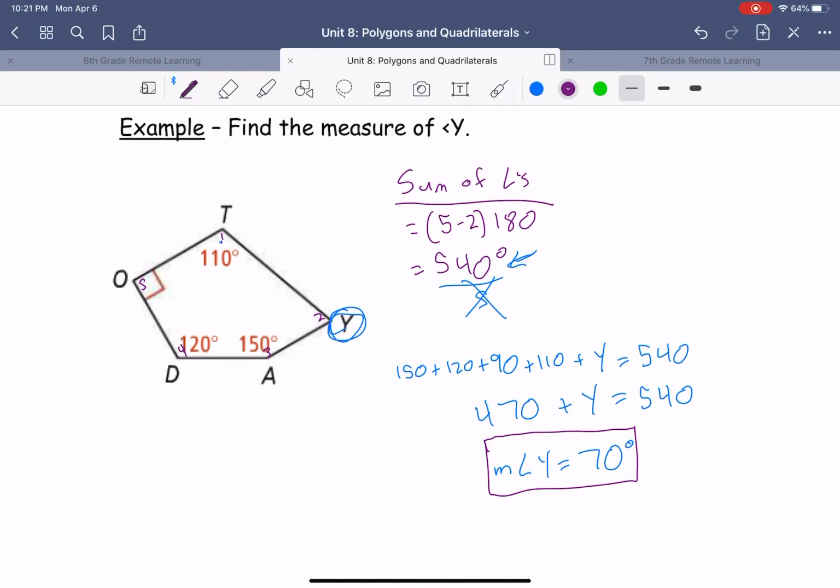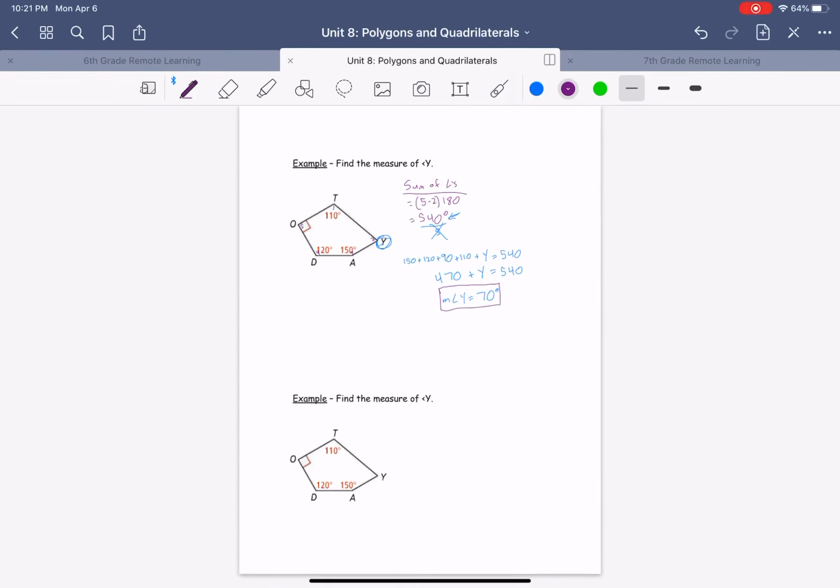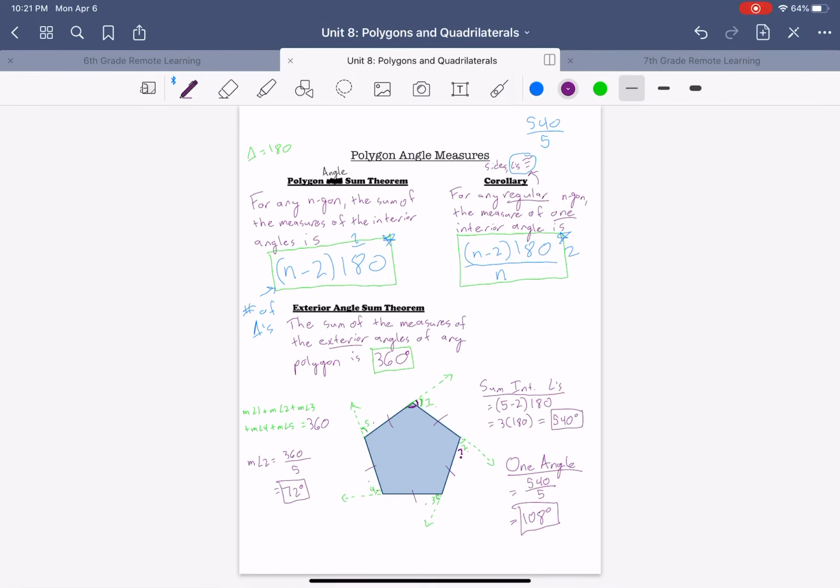Okay, so that is finding angles of polygons. So remember, our big concepts were right here, the measure of the sum of all of the angles. We have right here the measure of just one if it's regular, and then this was our third, and that was all of the exterior angles add to 360 degrees, no matter what type of polygon it is.